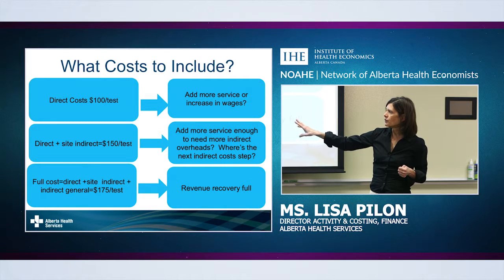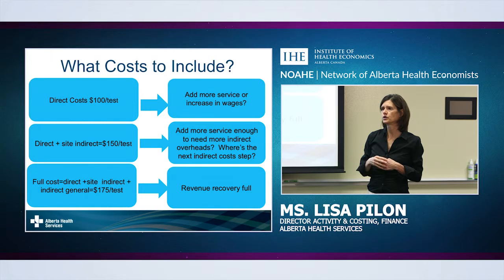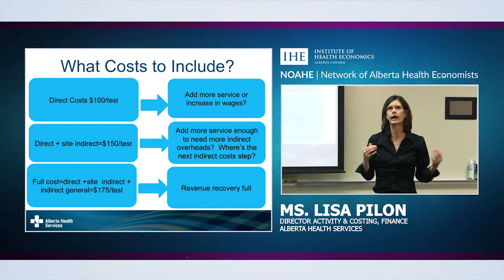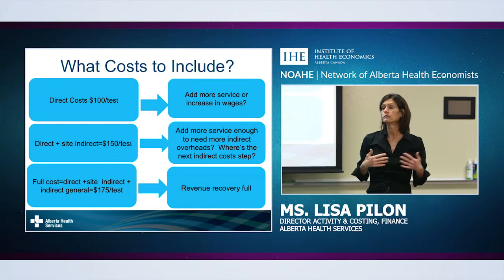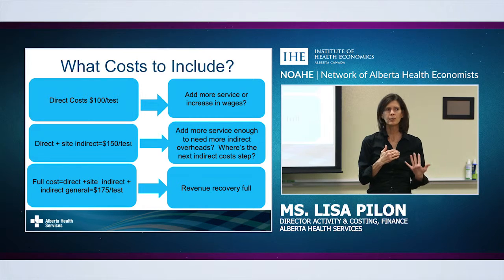Another one is full cost, which would include your direct plus your site indirect plus your indirect. That may be an example where you want to use full cost when you do revenue recovery. So now you're going to charge someone for the full cost of a test. Well, you want to make sure that you recover the full cost. You might be submitting a grant to the government and saying, well, we need this much money to open a new lab. Well, maybe you need full cost for that. So again, there are layers of costs, and how you choose to put those layers in really becomes what is the purpose of what you're trying to achieve in that analysis.